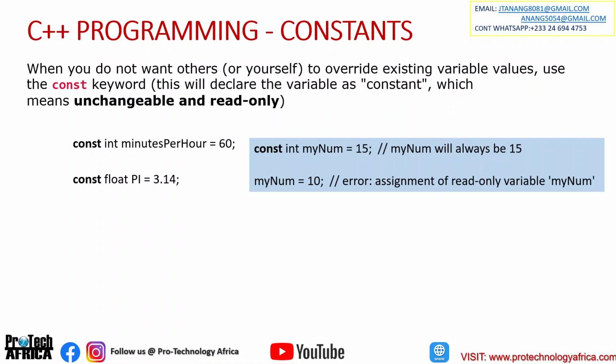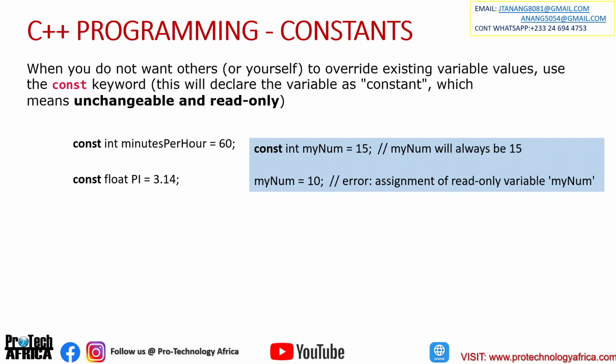And then over here, we are going to also talk about constants. Okay, constant. It says that when you do not want others or yourself to override existing variable values, use the const, that is C-O-N-S-T, keyword. This will declare the variable as constant, which means unchangeable and read only. So it means that if you want to keep a variable value static, we don't want to change the value.